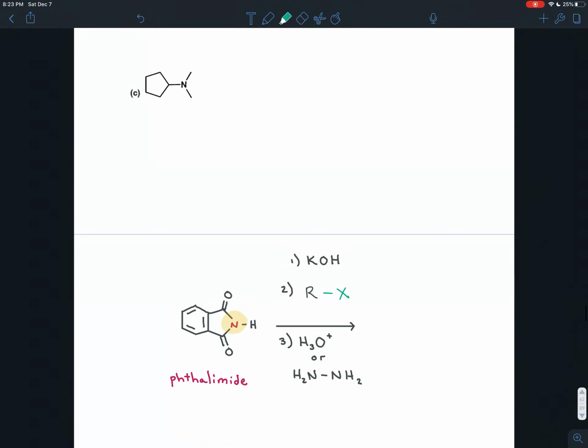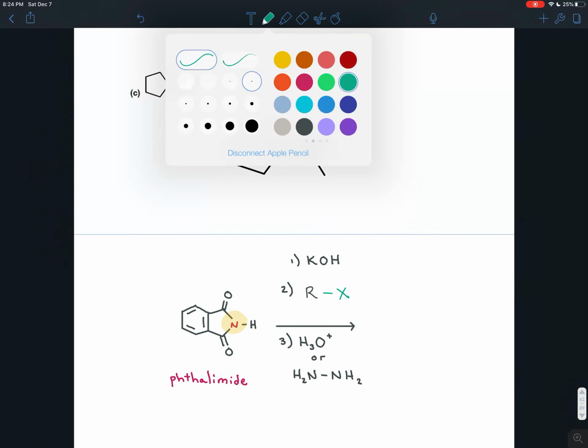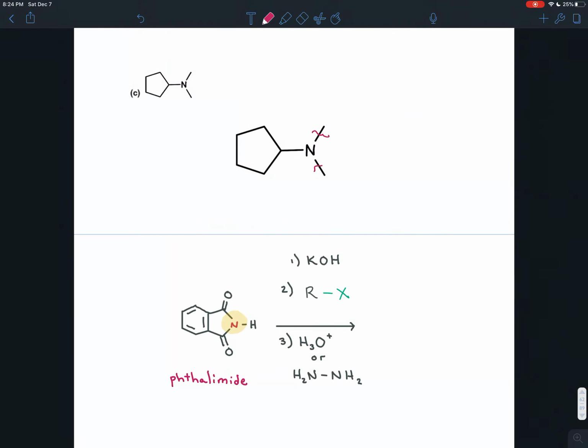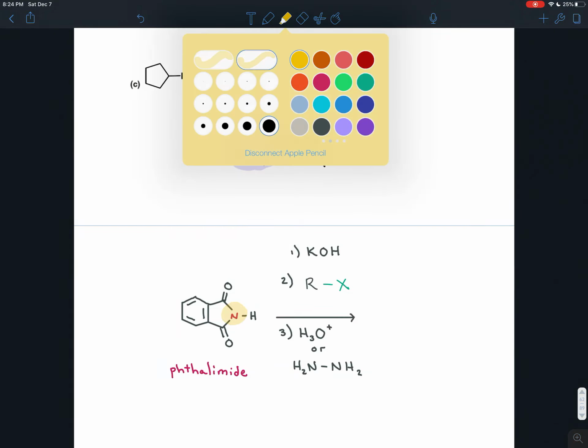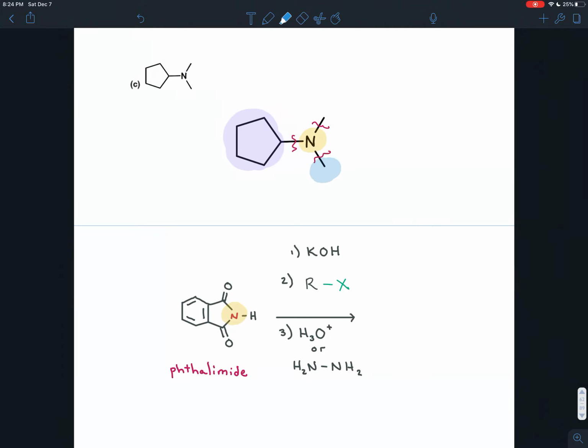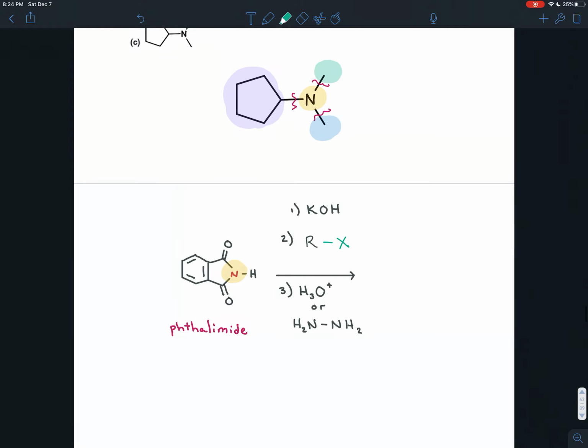Okay, let's try to do C. Now in C, first step is take your molecule and break any of the bonds between carbon and nitrogen. So we've got 1, 2, and 3 of those. Now let's think about the different pieces that we're going to have to connect. We have this 5-membered ring to the left, we have the nitrogen in the middle, we have a methyl group at the bottom left, and we have a methyl group at the top right. Methyl groups at the bottom right and top right.